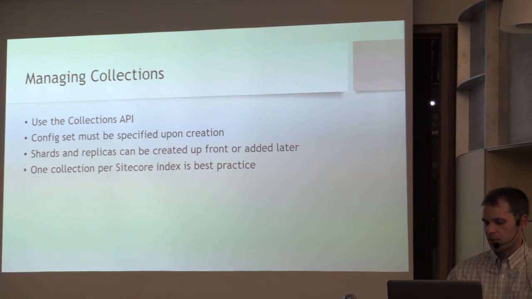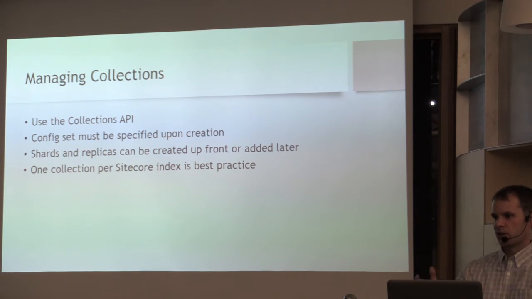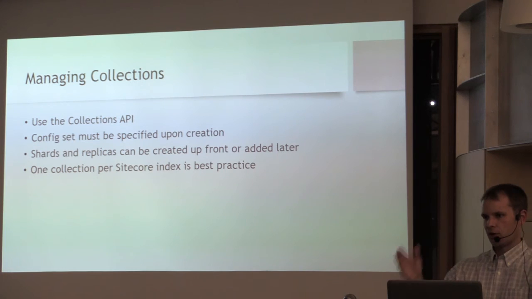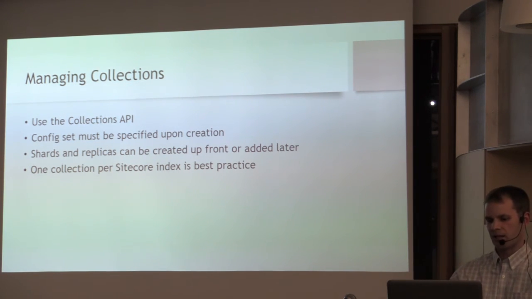Shards and replicas can be created up front, or you can add them later. So if you're doing sharding, or you bring another node online later because you've got that much search load, you have to add another server to the cloud. You can spin up replicas of all your collections on that using the API. So you can add things later. Zookeeper will sync them all up again.